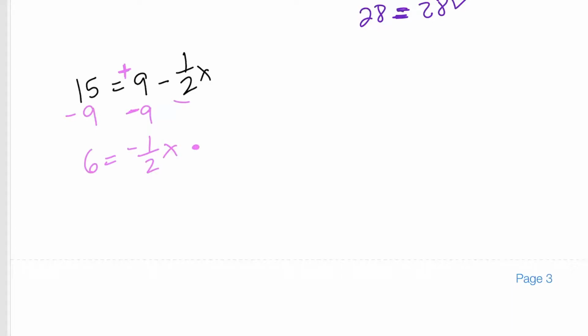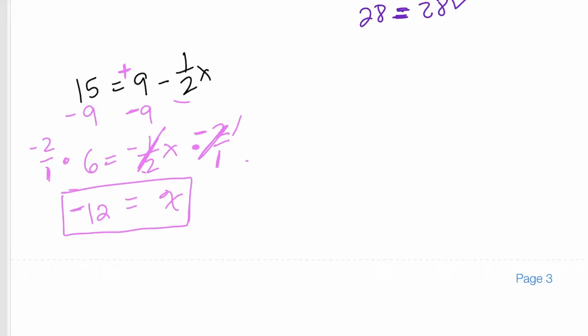I'm going to multiply it by the reciprocal, or the inverse, of negative 1/2. So that's going to be negative 2 over 1. So that cancels, it becomes 1, so I'm left with x on that side, times negative 2 over 1 on the other. So then that just becomes negative 2 times 6, which is going to give me negative 12.